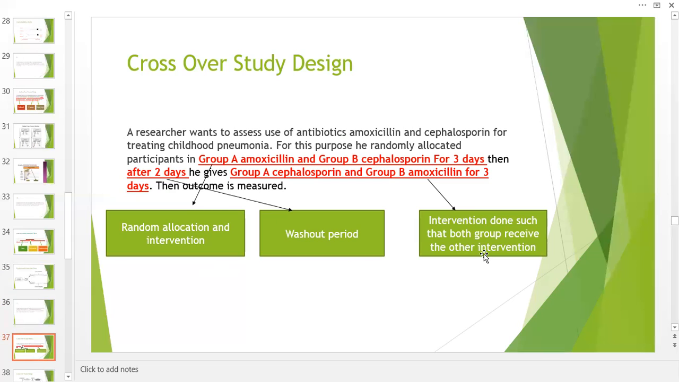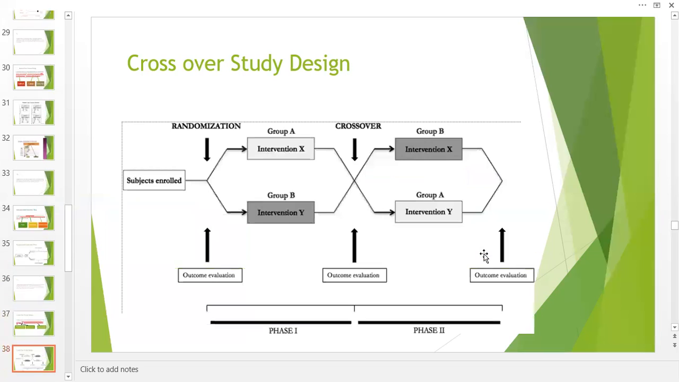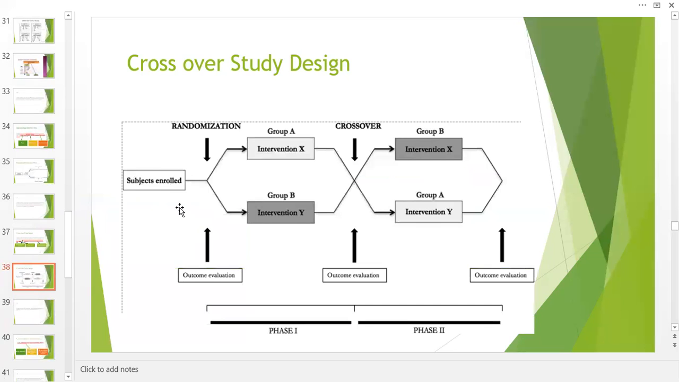Intervention is done such that the group receives the opposite intervention. So this is a crossover design. Subjects are enrolled, randomization is done. Group A and Group B are given intervention, and then there's a washout period, and after that the opposite intervention is received and outcome is evaluated.